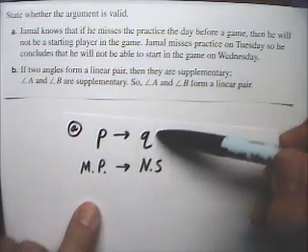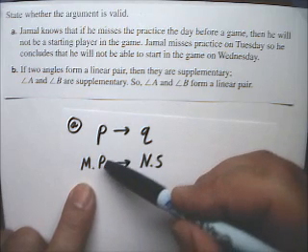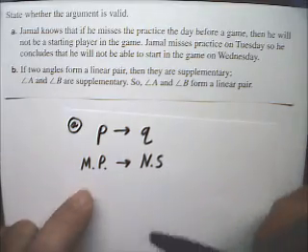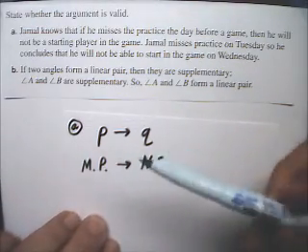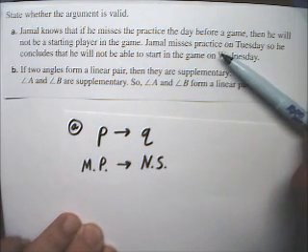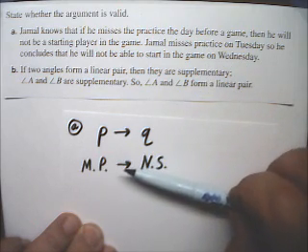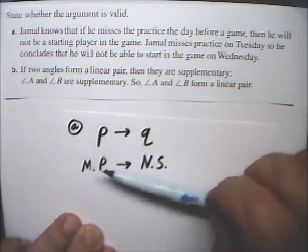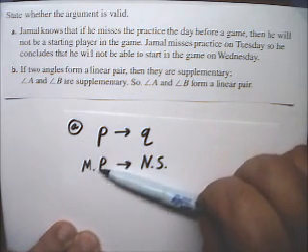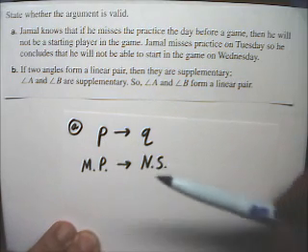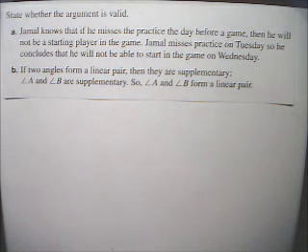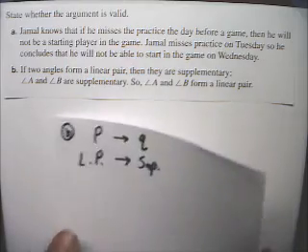P implies Q's part is that if Jamal misses practice, then he is not a starter in the game. So this is the P arrow Q part, and then it says he misses practice. So this is true. If he misses practice, he will not be a starter. Also, we know that P is true. He missed practice. Therefore, he will not be a starter. That is a valid statement, and it is a good application of the law of detachment.